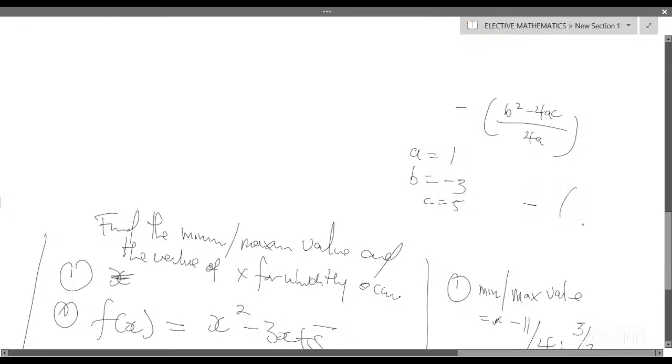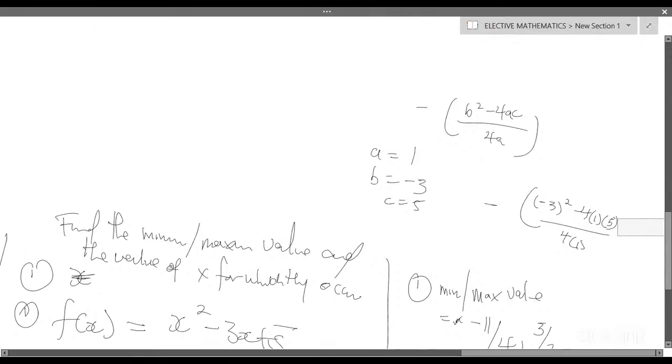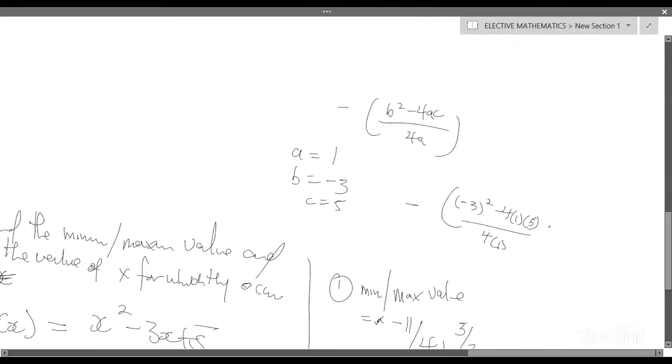So minus into brackets, what is our b? Minus 3 squared, right? Minus 4, what is our a? 1. What is our c? 5. All over 4, what is our a? 1. So this is it. When you reach here, you don't have to worry yourself. Use your calculator to punch, get your answer, then you move on.